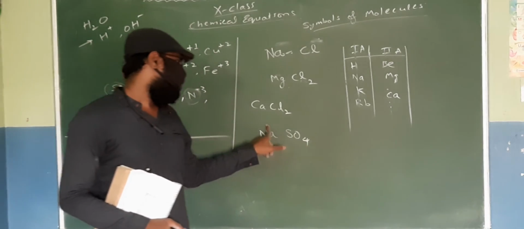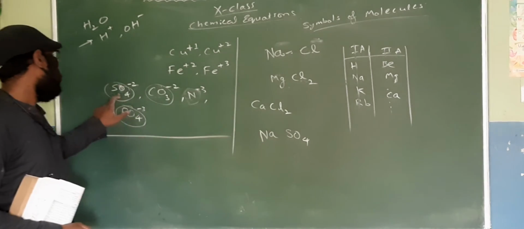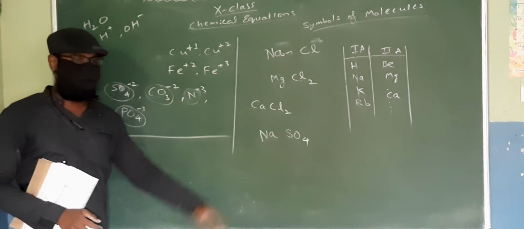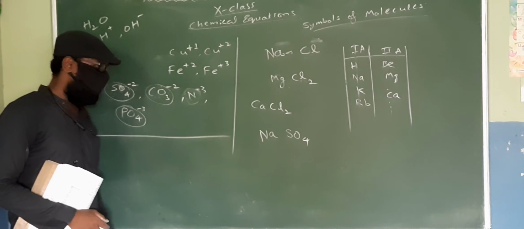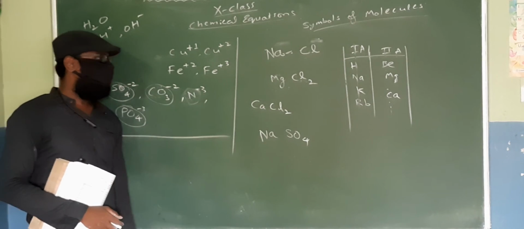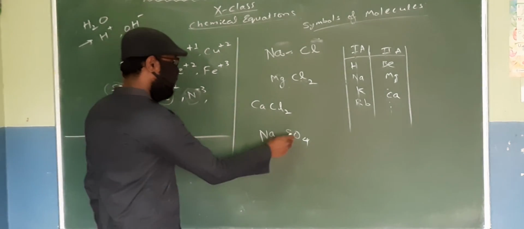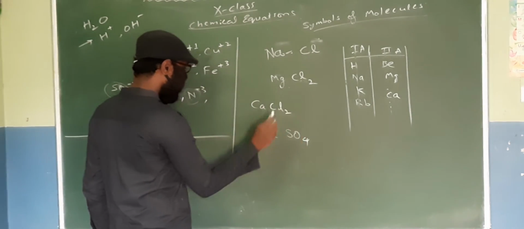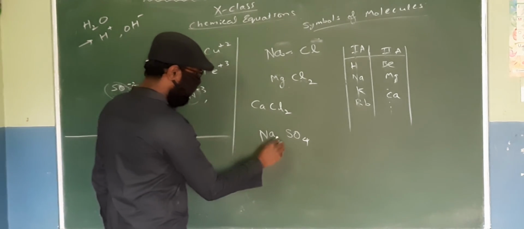So sodium wants to lose 1 electron, but how many does sulfate want? 2 electrons. So friendship is not possible between them like this. Sodium wants to lose 1 electron only, but sulfate wants 2 electrons. So what they do is, since sulfate wants 2 electrons, one more sodium will come.